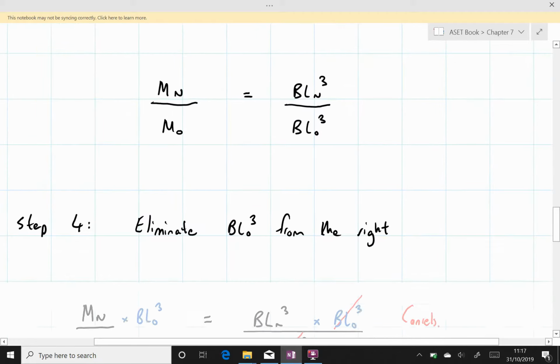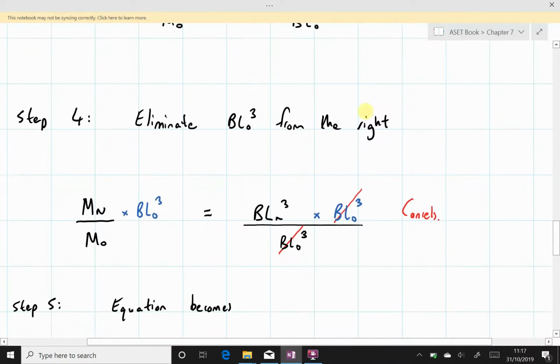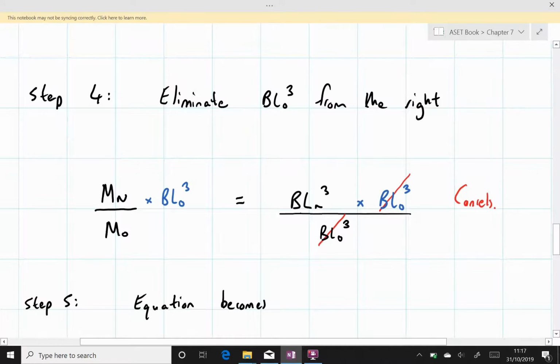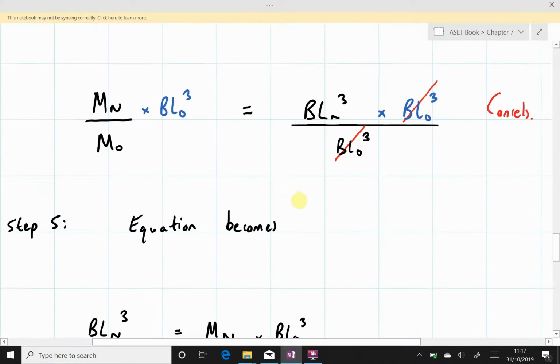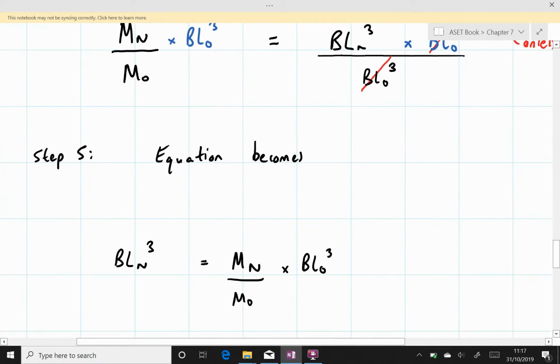Of course, the next step will be on the right hand side to try and get rid of this BL0 cubed. Because it's a denominator, we will have to multiply both sides of the equation by BL0 cubed. It's easy to identify the mathematical operations, which are indicated in this case in blue. This number, BL0 cubed, divided by the same number on the right hand side cancels out. And so we can now rewrite this equation as BLn cubed, we're just taking that from the right hand side, equals all the stuff on the left hand side.